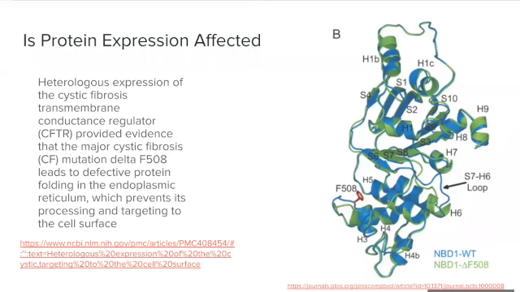So in cystic fibrosis, there's heterologous expression of the CFTR protein, which provided evidence that the major cystic fibrosis mutation delta F508 leads to defective protein folding in the endoplasmic reticulum, which prevents its processing and targeting to the cell surface. As you can see over here, this is the full CFTR protein, and right here, the F508 gene is not freely flowing like the rest of this protein.